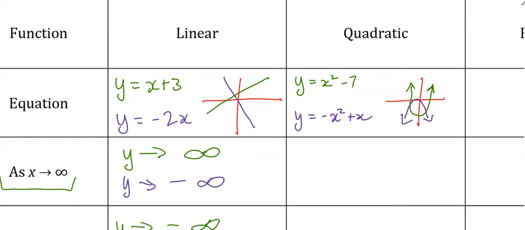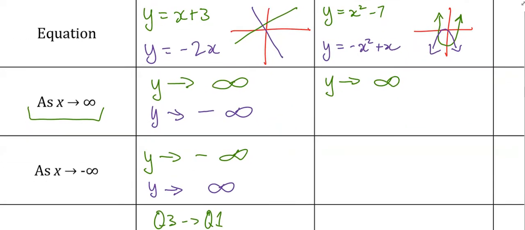And let's do both the green ones now, because this is what's different. That was the same as linear. But what's different here is as x goes to negative infinity, what's y doing? Still going to positive infinity. As I'm going out to the left part of the graph, it's still pointing up. And for the purple, as x goes to positive infinity, y goes where? Negative infinity. And as x goes to negative infinity, y goes to still negative infinity.